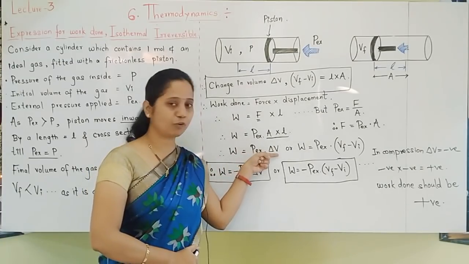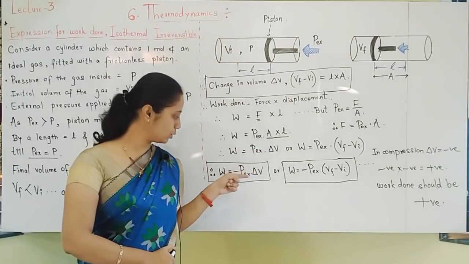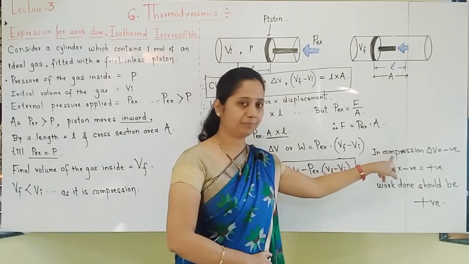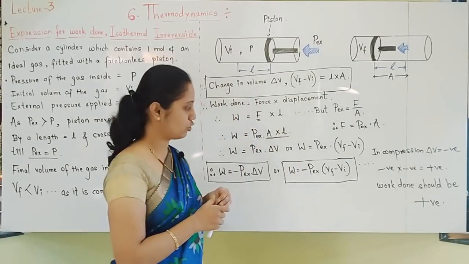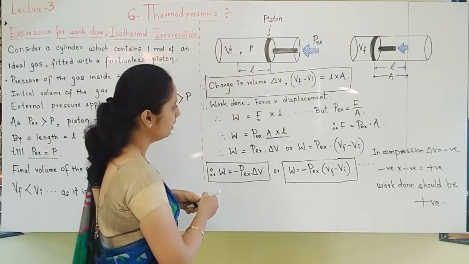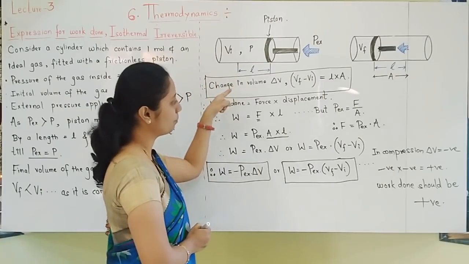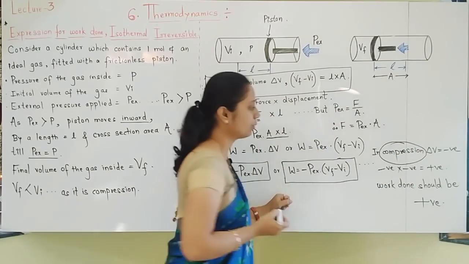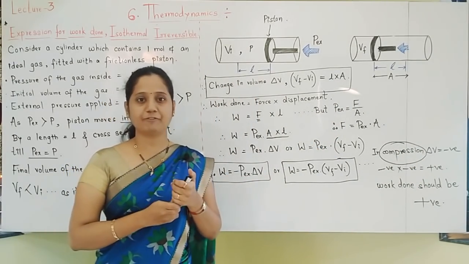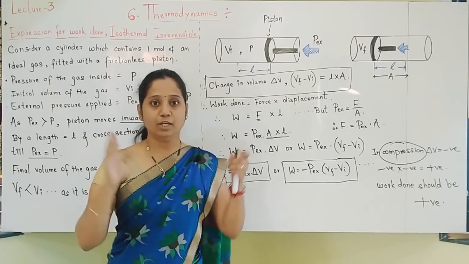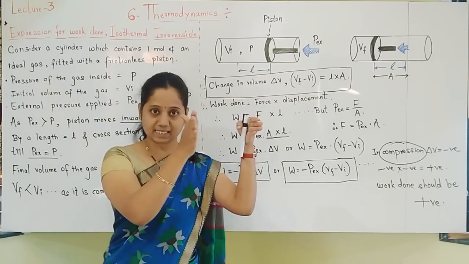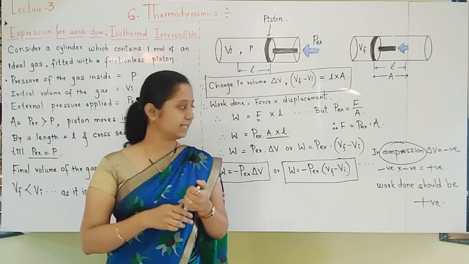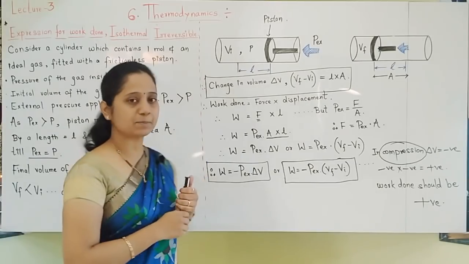See students, work done should be positive only. But in compression, change in volume will be negative. And to make it positive, we are keeping the minus sign. You should do this only for compression, not for expansion. So this negative sign is for compression. This work done is compression type of work, so here for compression is very important. I hope you know the difference between compression and expansion also. In compression, volume becomes less. In expansion, less volume becomes more. So let us write down the things properly.